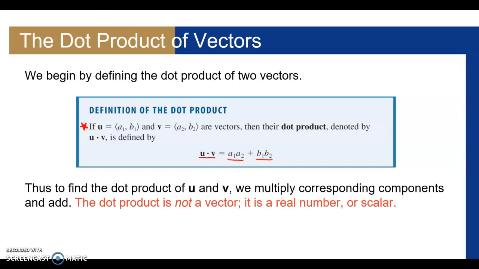Then we add those two products. So you'll notice because we're adding them, we don't end up with two numbers anymore. We just have a single number. When we take the dot product of two vectors, we do not end up with another vector. What we end up with is a real number or a scalar.